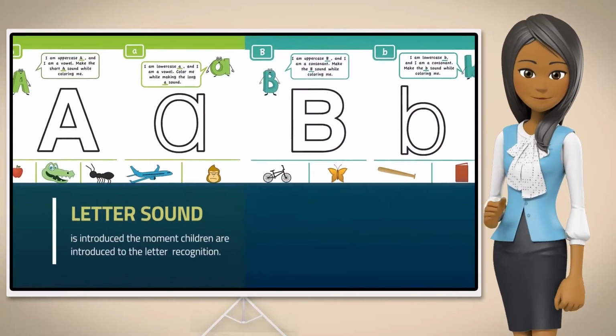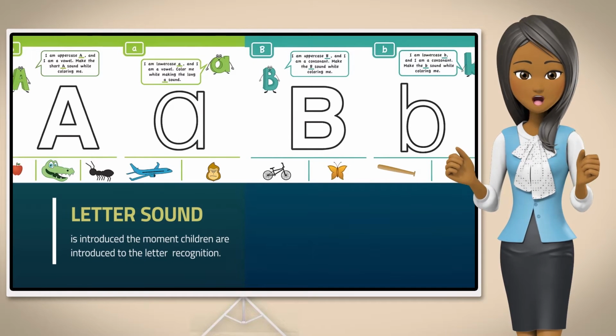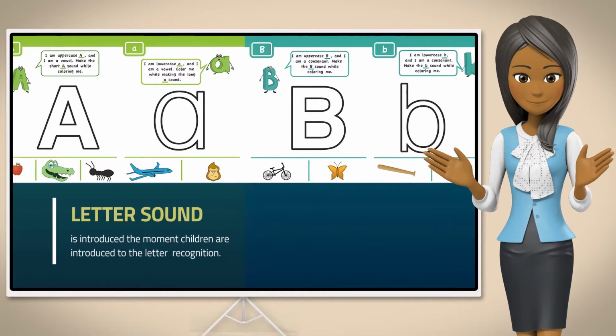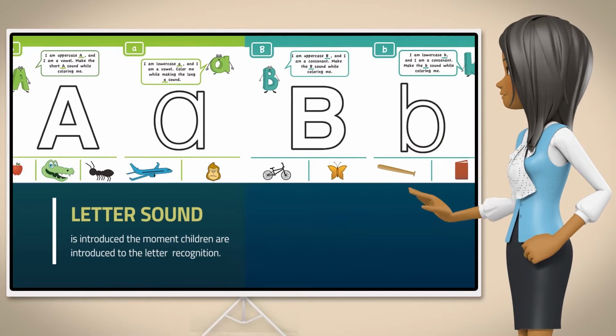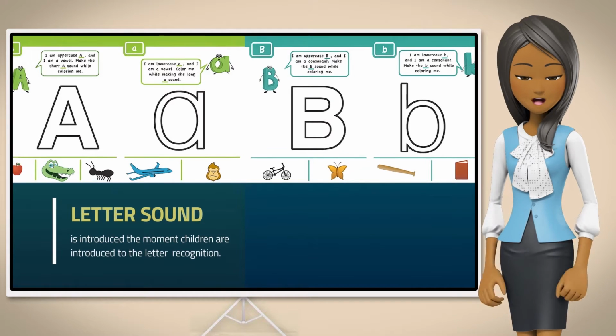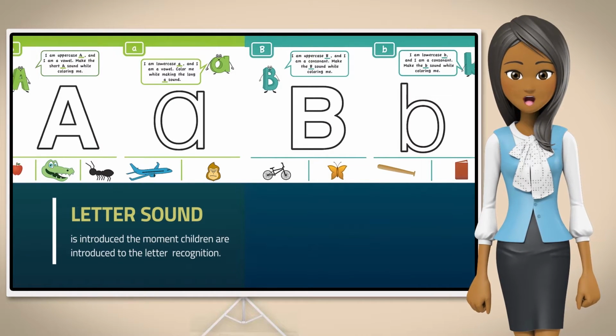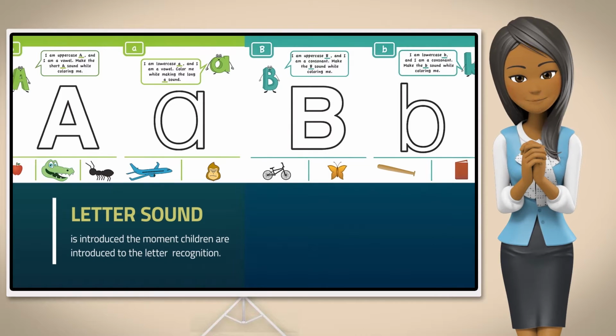Letter sound is introduced the moment children are introduced to the letter recognition. This makes for sound visual connection. View page 21. While children are asked to trace upper and lowercase a, they are shown pictures representing the two sounds that A makes, long and short vowel sounds. The mouth formation is also shown to remind children of how the mouth should be formed when making those letter sounds.